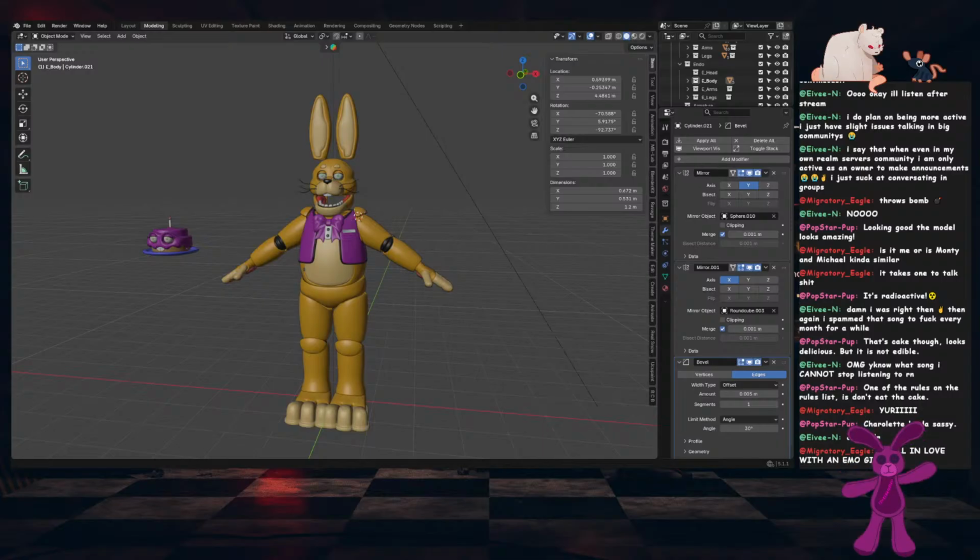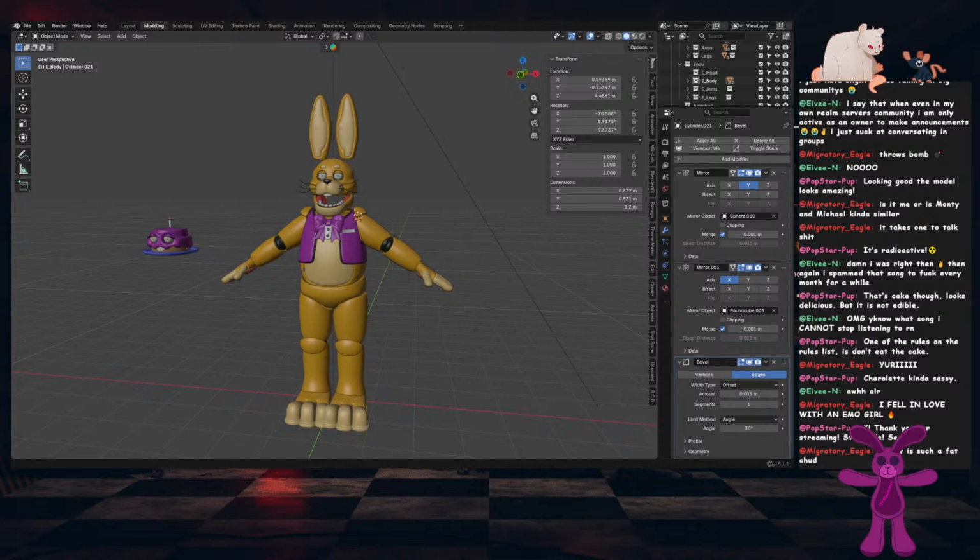The only rule on the rules list is don't eat the cake. Yuri? What is Yuri? Why Yuri? I know what Yuri is, but why Yuri? Charlotte's kind of sassy. That is also not how you spell Charlotte. You seem to struggle with that name there, Pupstar. Monty is a fat chud.